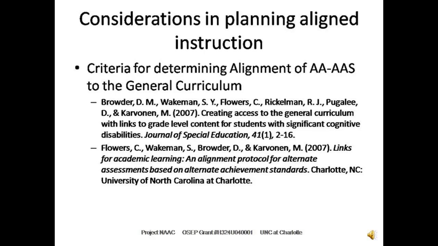The considerations in planning aligned instruction are based on research on alternate assessments and general curriculum access out of the University of North Carolina at Charlotte. Originally, 7 criteria were developed. 4 were derived from federal policy and 3 based on the needs of the population. Later, through the development of the Links for Academic Learning, an additional criteria was added. This revision was based on stakeholders' feedback. Let's review each of the criteria.